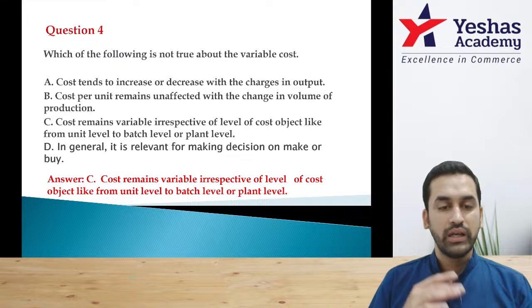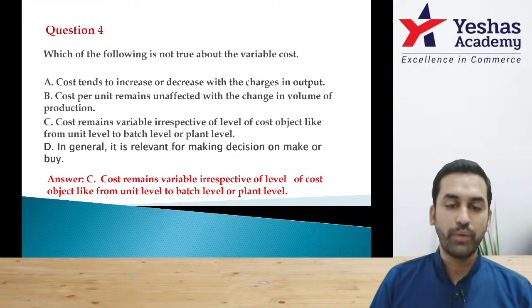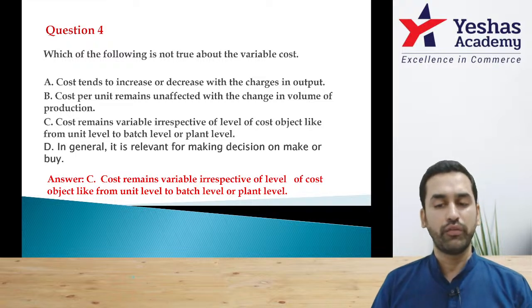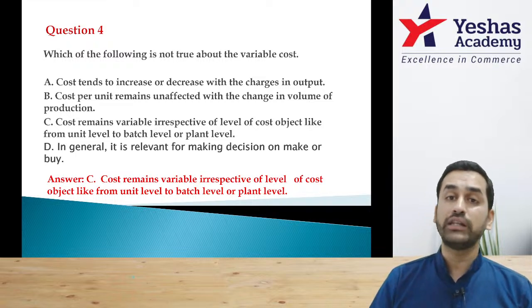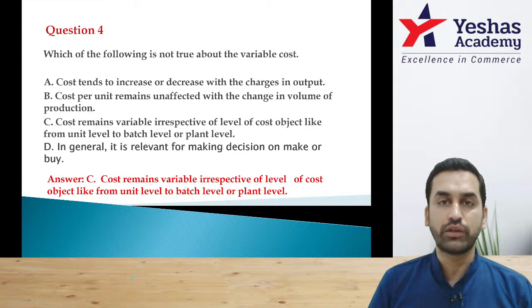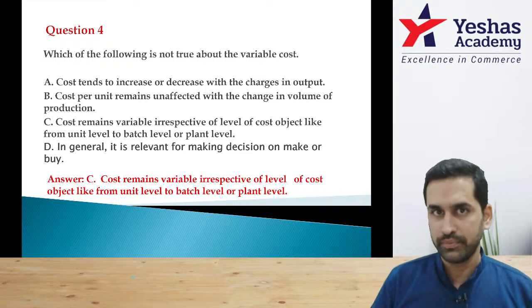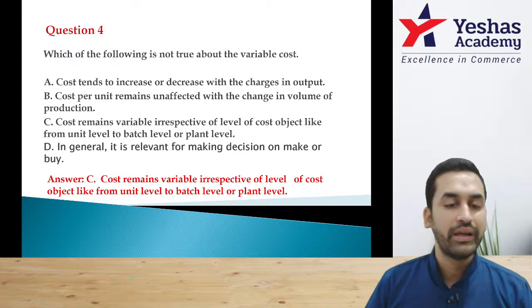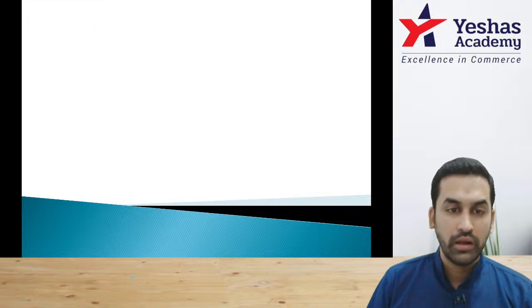So which is wrong statement in this? Option C, because it says it remains variable irrespective of level of cost, like from unit to batch to plant. That is not true. Per unit cost is not equal to per batch cost is not equal to per factory cost. Per plant means for the whole plant level. That statement is incorrect. Let's move on.